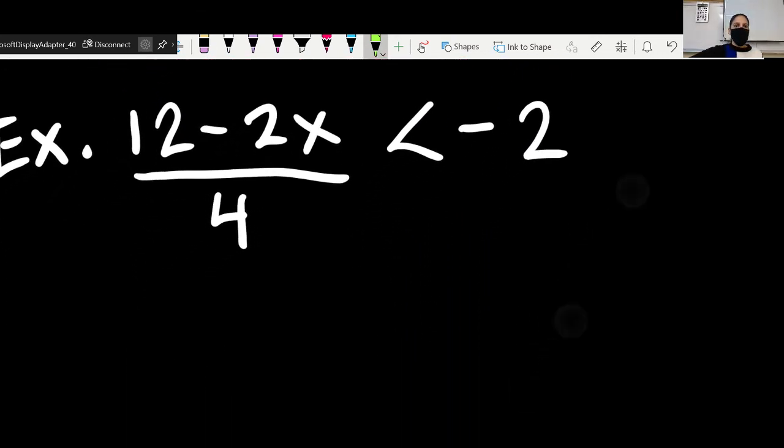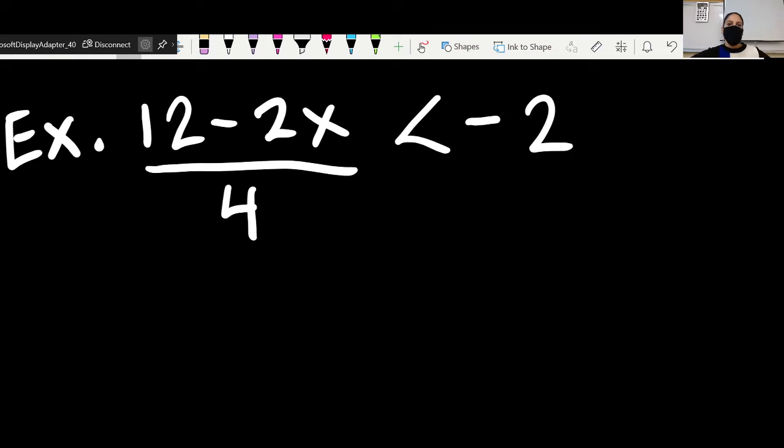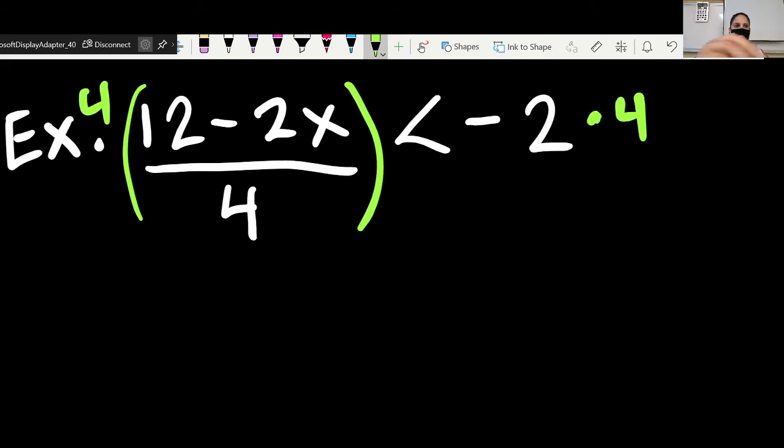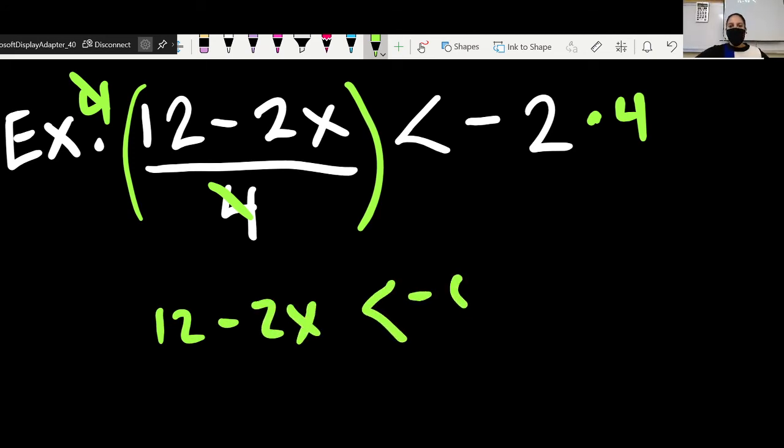How about if we have a more complex fraction? We have this going on. We want x by itself. What is my first move with this? What do we get rid of first? Multiply by 4 on both sides. So we multiply this by 4. That's gone. We have 12 minus 2x is less than, here we have negative 8. So far, so good? What move comes next?